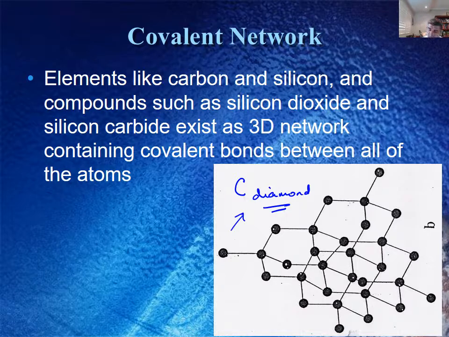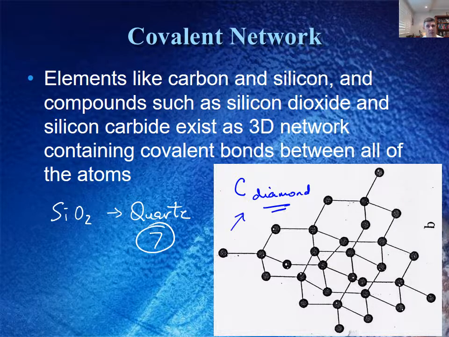Silicon dioxide is equivalent to the quartz in beach sand, and whilst it's not as hard as diamond, diamond sits on top with a hardness of 10 on the Mohs scale. Quartz is 7, so it's still very, very high, a very, very hard substance, as a result of the network bonding between the silicon and the oxygen. So these sorts of covalent networks can exist for both elements as well as compounds.